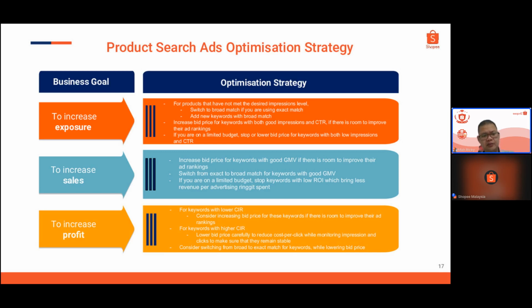And then to increase profit, here it mentions keywords with lower CIL. Later at the back, I will show you an example. Actually, the lower the CIL, the more we can save our cost. I will talk more about it.